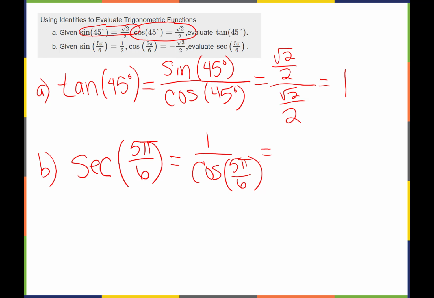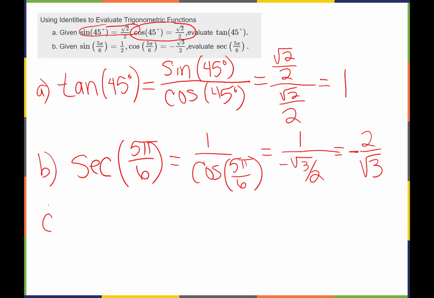Since the problem gives us that cosine of 5 pi over 6 is negative square root of 3 over 2, I'm going to plug that in. So 1 over negative the square root of 3 over 2. When I divide, I take 1 divided by negative square root of 3 over 2. I do a flip and multiply, and I get negative 2 over the square root of 3. And then if you want to rationalize it, you can. So the secant of 5 pi over 6 is negative 2 over the square root of 3.